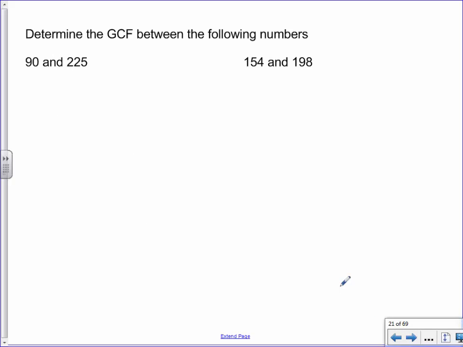So, I've done a whole bunch. Why don't you guys try some now? So rather than me doing the work, try it. So you can find the greatest common factor between 90 and 225. And then if you finish that one, 154 and 198. If you're stumped, please call me over, right? That's where the feedback comes in. I've given you some knowledge, which truthfully you already had. Now I'm asking you to apply it, and then when you're done applying it, let's get some feedback. Okay?